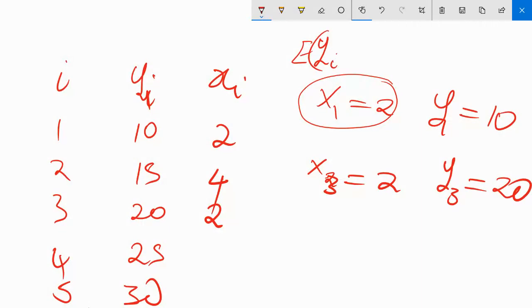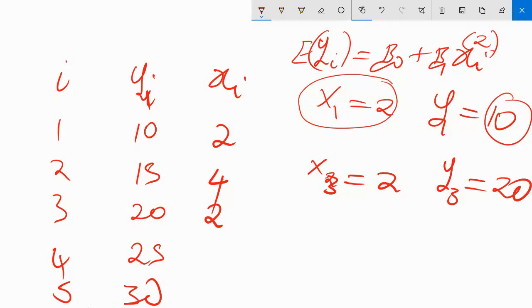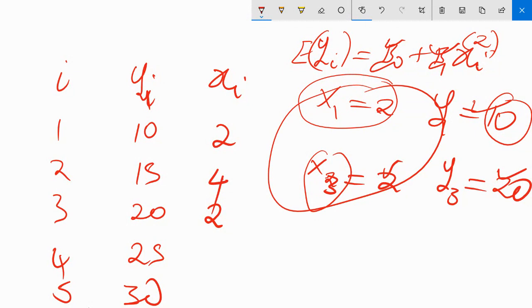The expected value of yi is beta 0 plus beta 1 xi. So if we substitute x1 to be 2, we get 10, and when we replace by 2 again, you expect to get 20 because these values are constant. So what we're getting here is x1 is equal to 2 and our y is 10, but x3 is equal to 2 again, but our y is 20. So there is a replication on the x values.